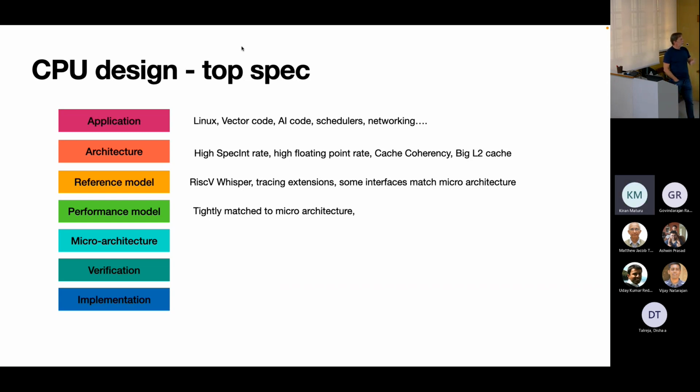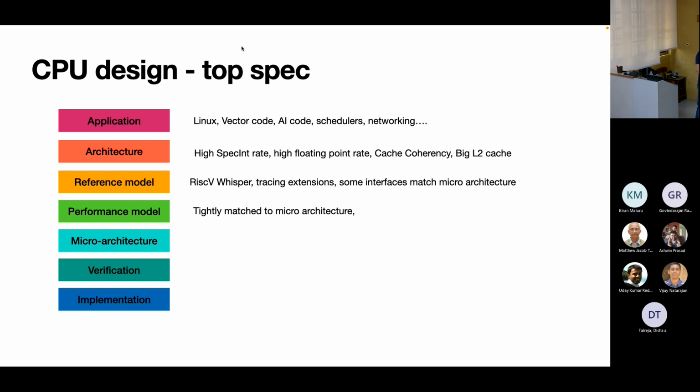So the architecture itself, it turns out we want a very high integer SPEC rate on that. We want fairly big vector units. We want cache coherency because we're going to build a clustering processor sometimes to work on the same problem. We looked at non-coherent stuff, there are some issues there. We want a very large L2 cache that we can stream data into.